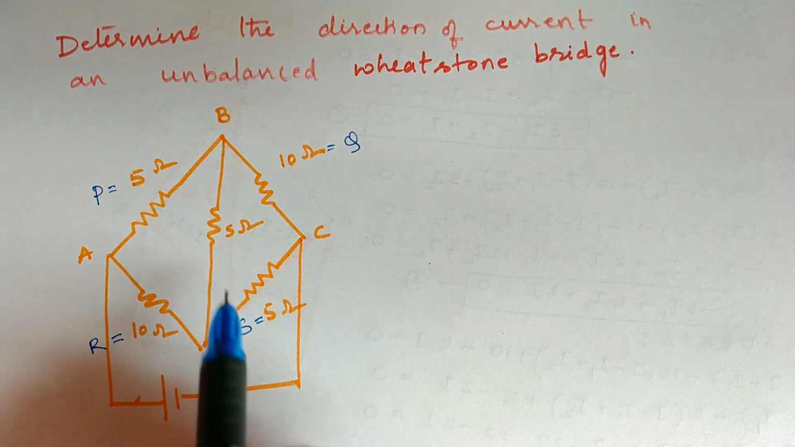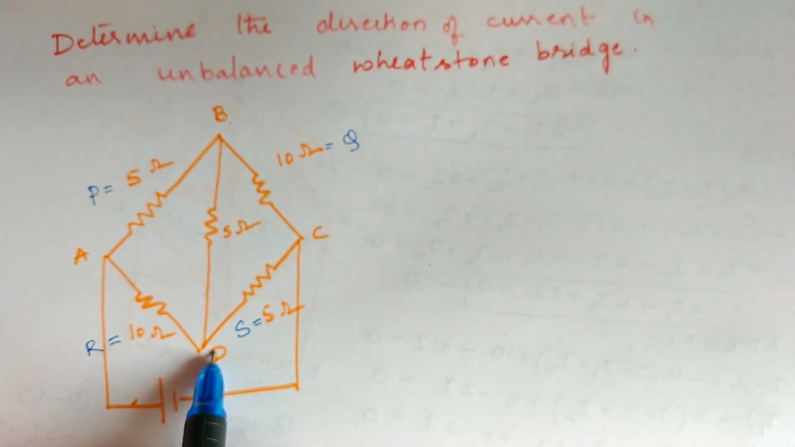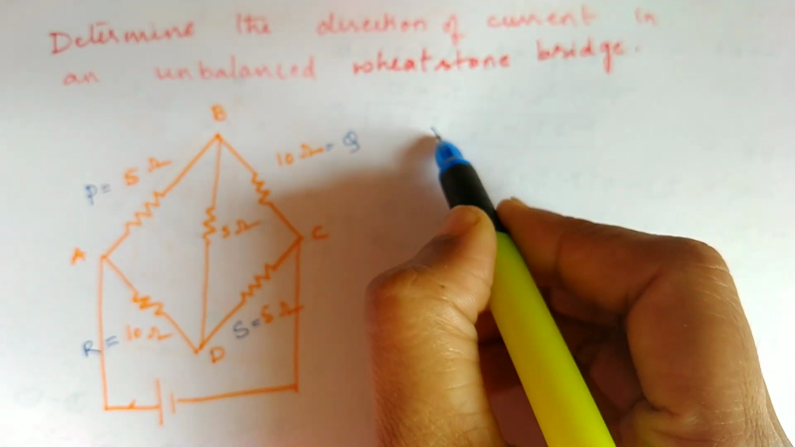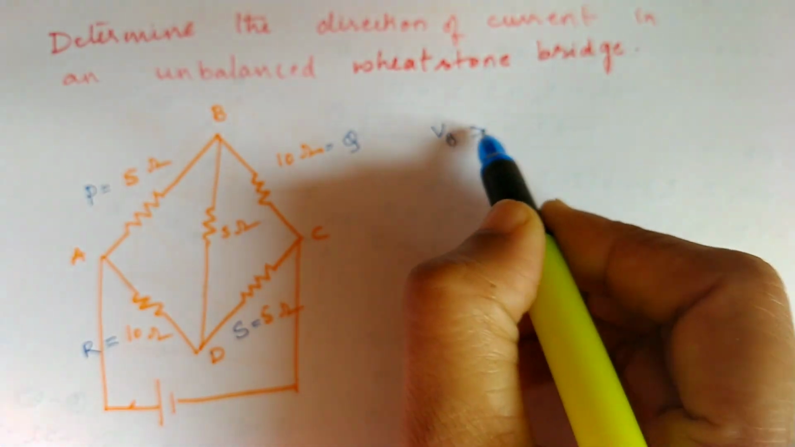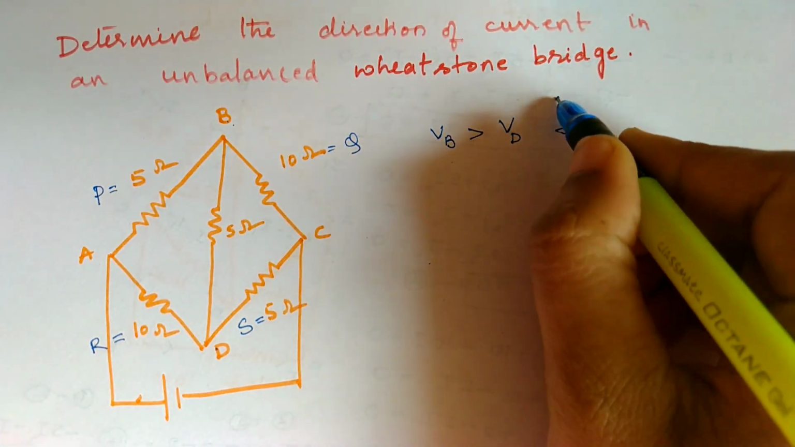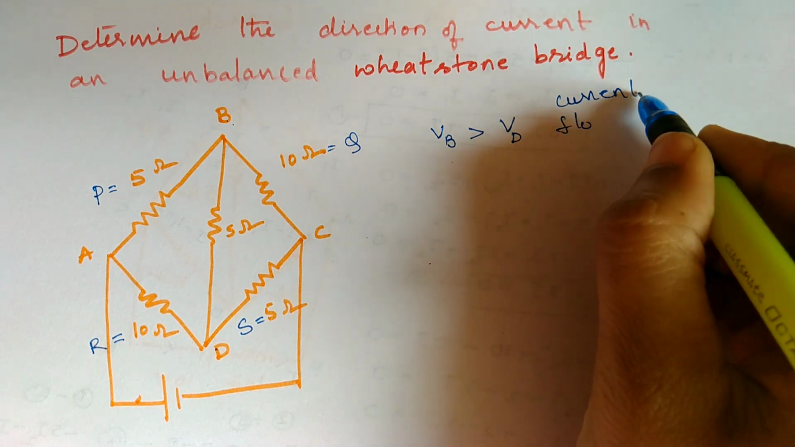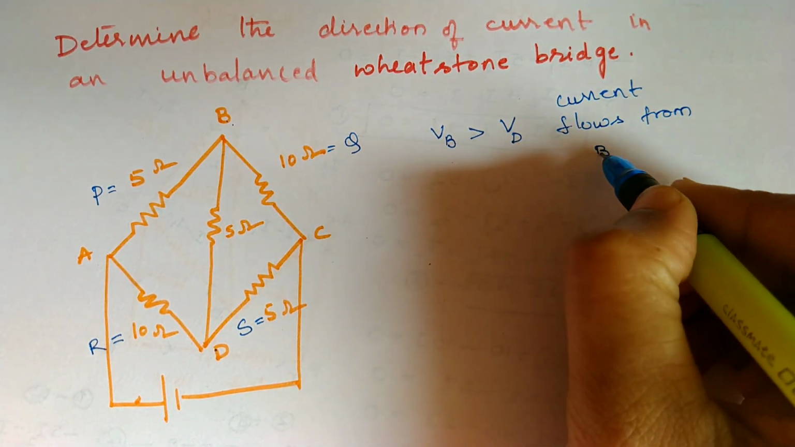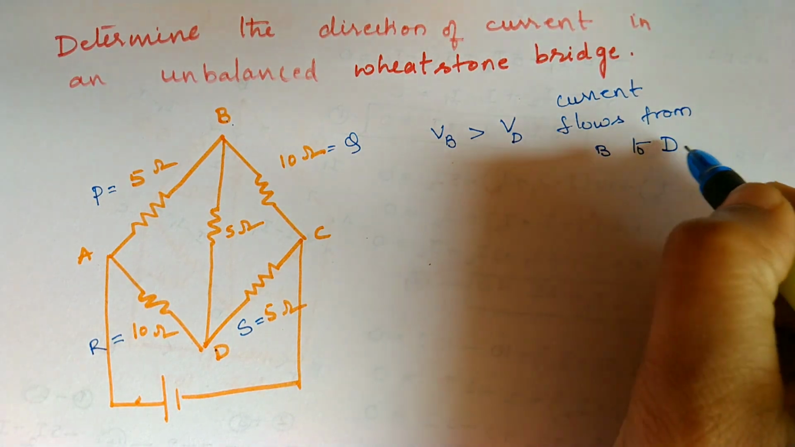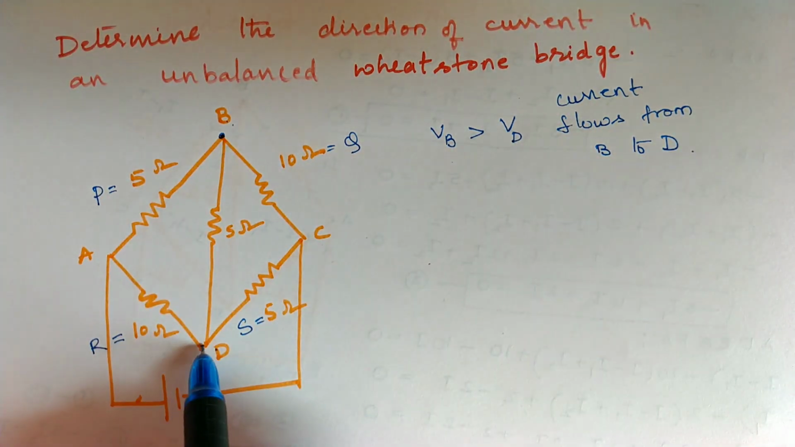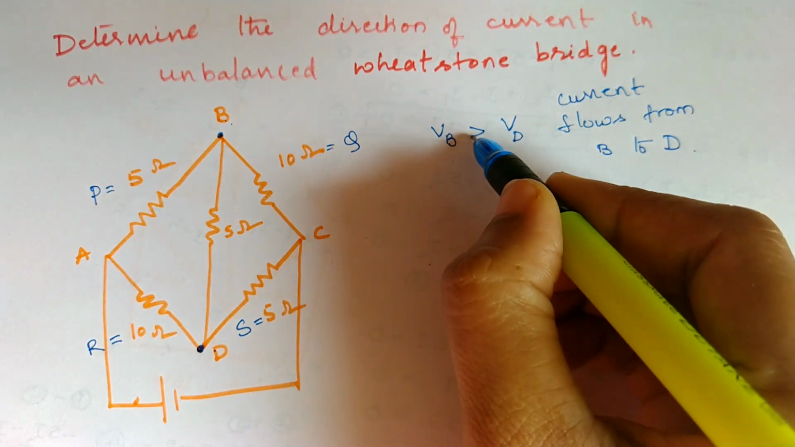See, let us suppose current flows from B to D. When will current flow from B to D? Only if VB is greater than VD. Here I will write: current would flow from B to D under what condition? If potential at B is more than potential at D.